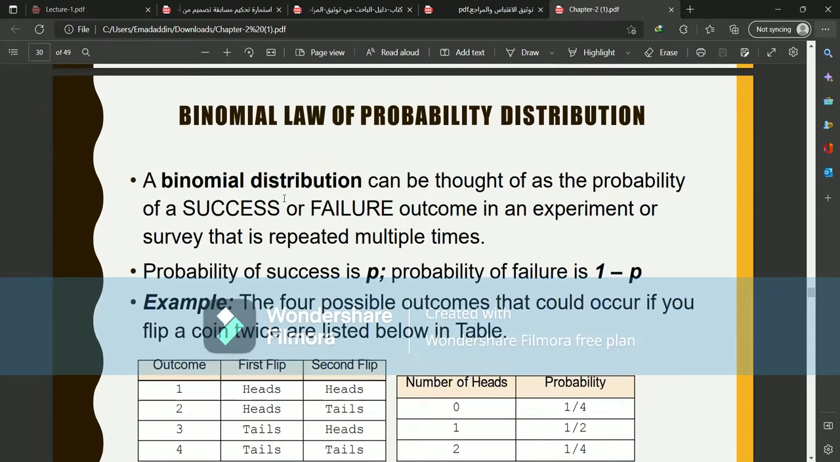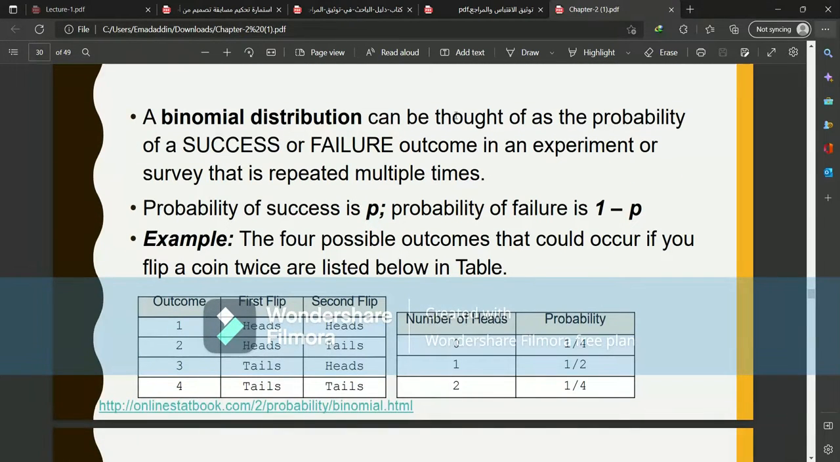Binomial distribution. A binomial distribution can be thought of as the probability of success or failure outcomes in an experiment or survey that is repeated multiple times. Probability of success is p. Probability of failure is 1 minus p.